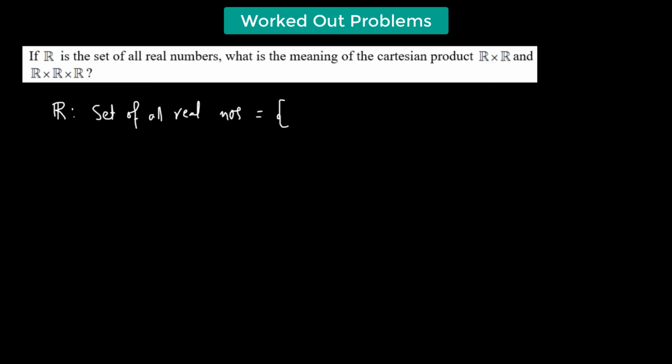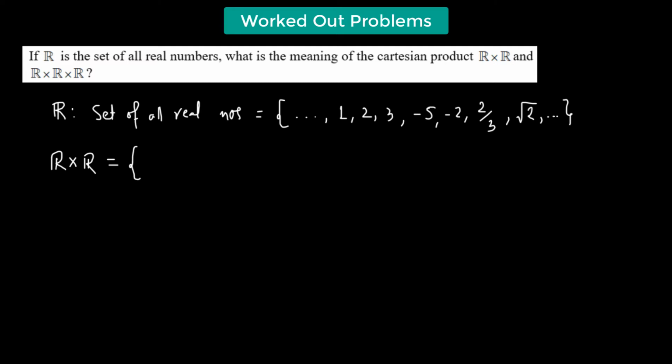So we can take a few examples. This is a very big set, so let's take some positive integers, some negative integers, some rational numbers as well as some irrational numbers. So the Cartesian product of R with itself is going to give us a set of ordered pairs. Now what we have to do is choose the elements that will form the ordered pair.